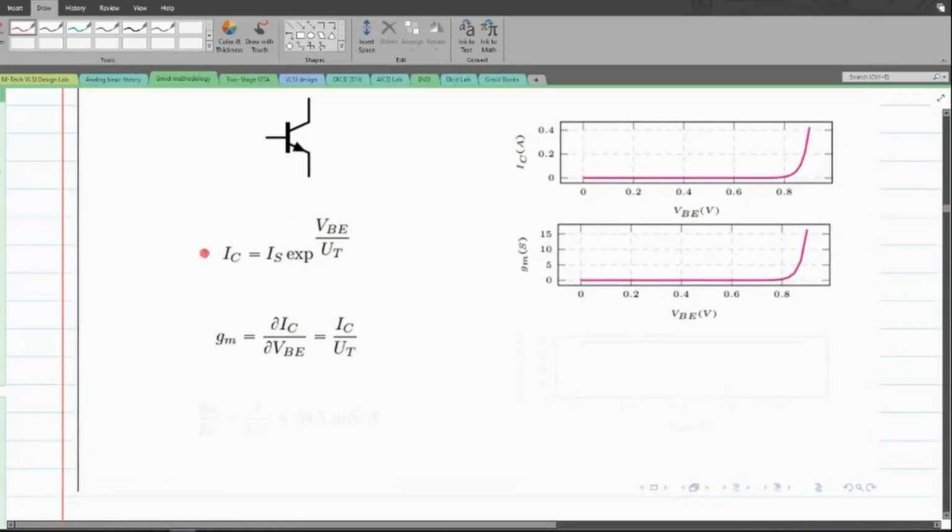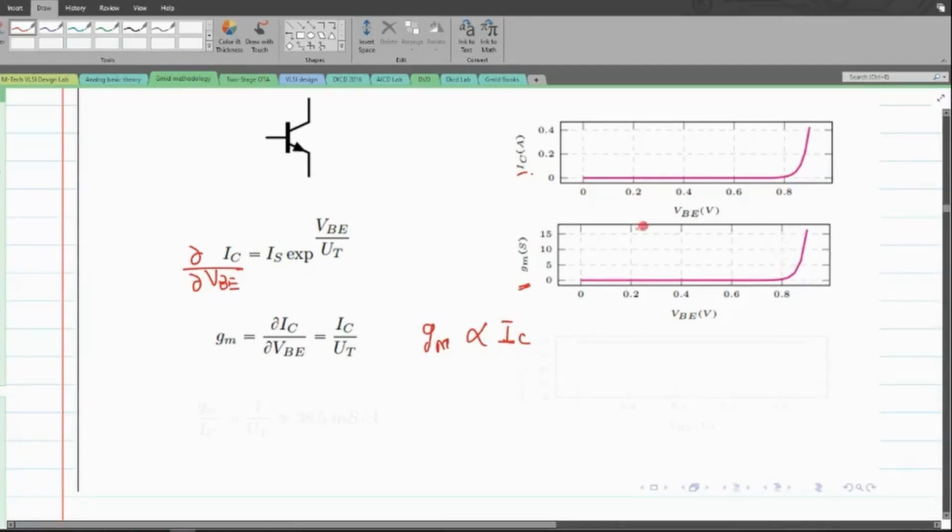I have to take the derivative of this output current with respect to the input voltage, which is VBE. When we do that, we end up with an expression which looks like IC divided by UT. One thing you have to observe here is that this GM is directly proportional to our collector current. So what does it mean? It means that the shape of the graph of GM is identical to the shape of my collector current graph, as you could see from both these graphs.